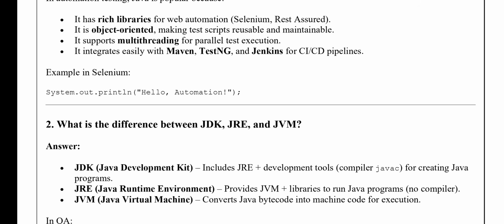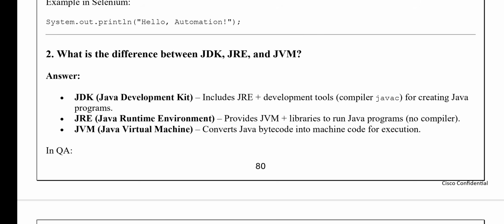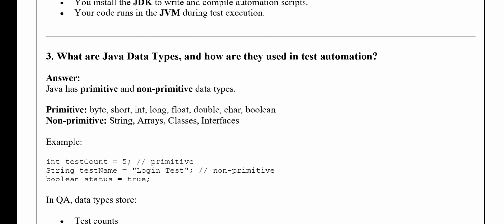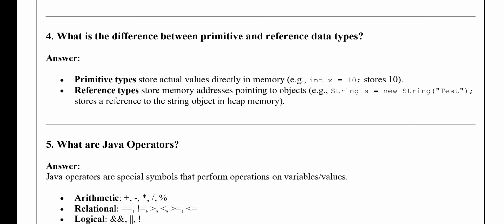Okay, and then the next topic we have spoken about is the Java basics. What is Java and how is it important for automation testing? What's the difference between JDK, JRE and JVM? What are Java data types and how are they used in automation? What are the differences between primitive and reference data types? What are Java operators?